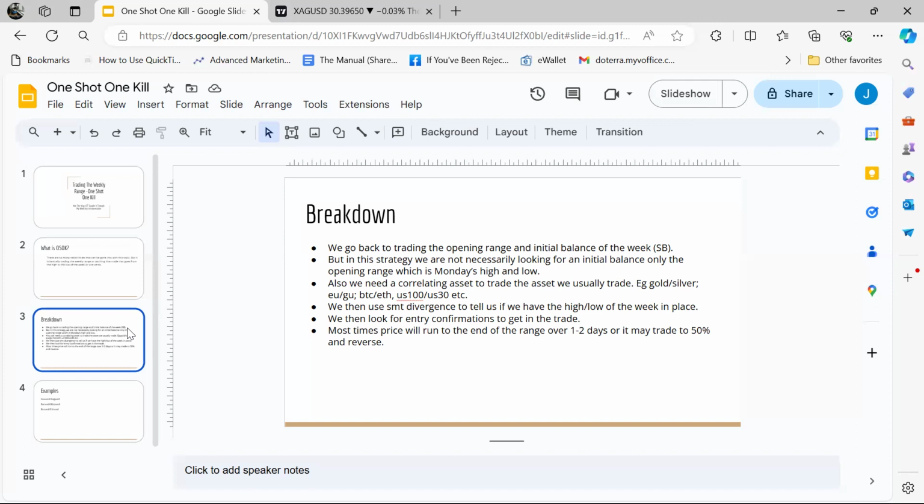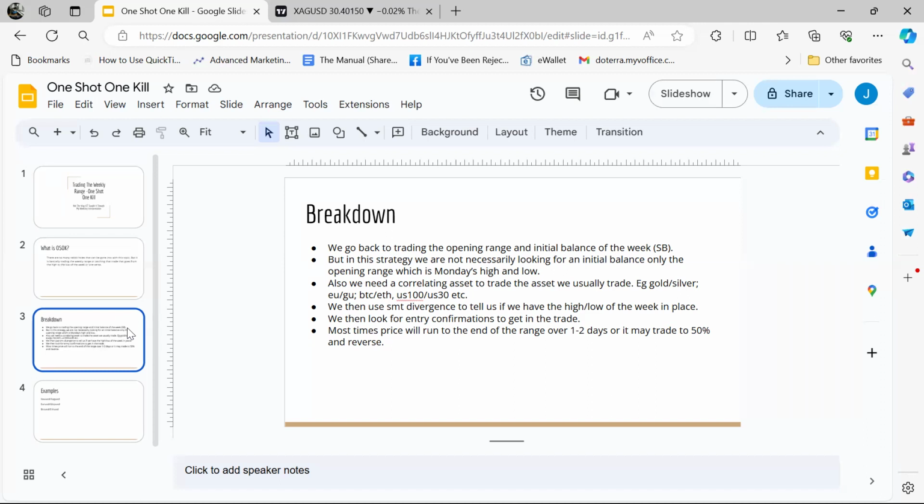So the key to knowing whether or not the high or the low has been set for the week is to be looking for SMT divergence. So this is the pattern or the confirmation that we're looking for to tell us that the high or the low of the week is in place. I don't want to get into that right now. Apologies, I might confuse you. So you look for that SMT divergence to tell you that the high or the low of the week is in.